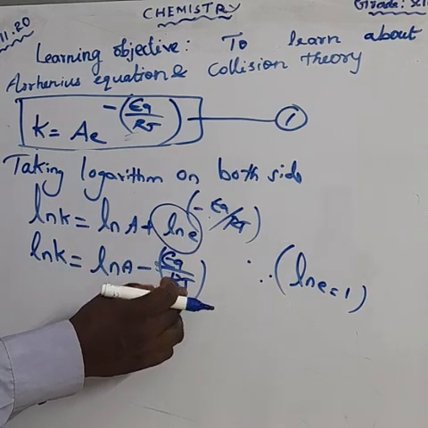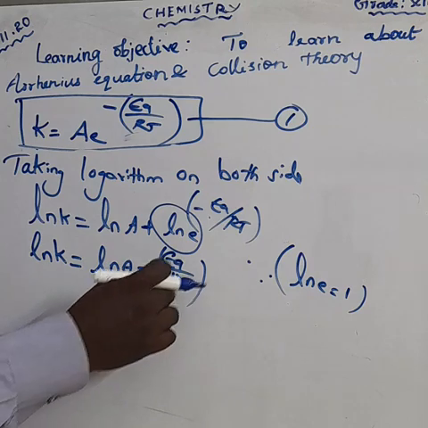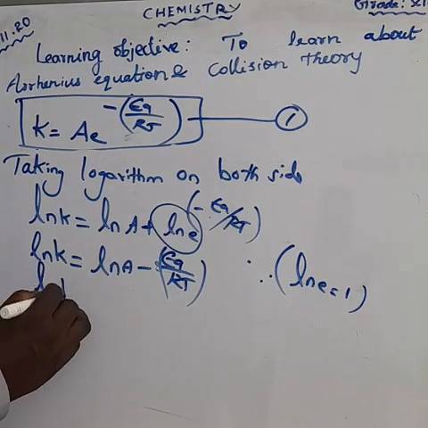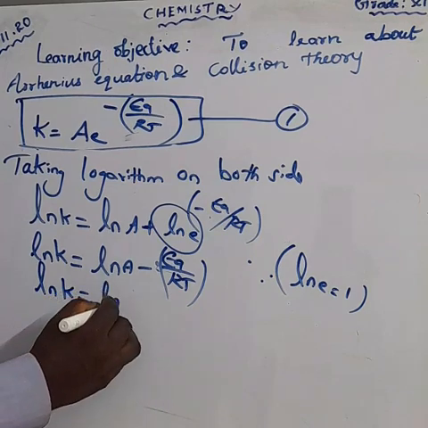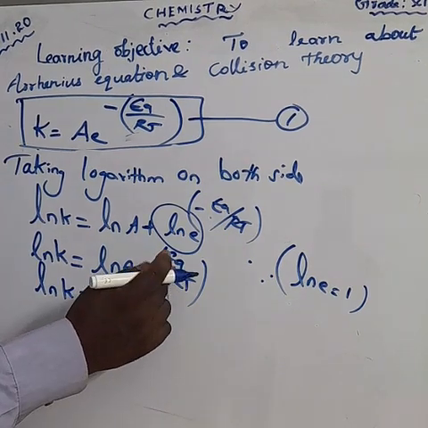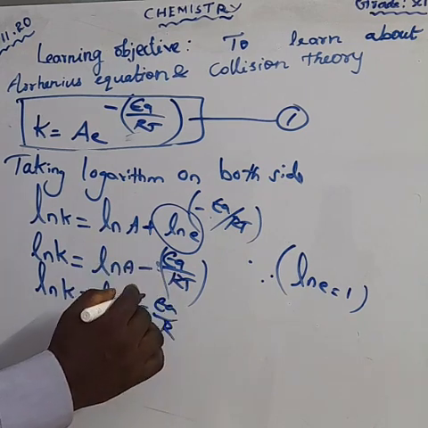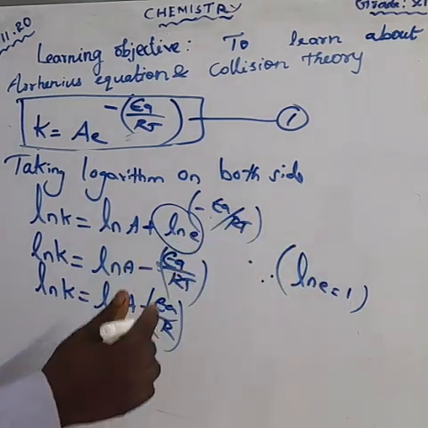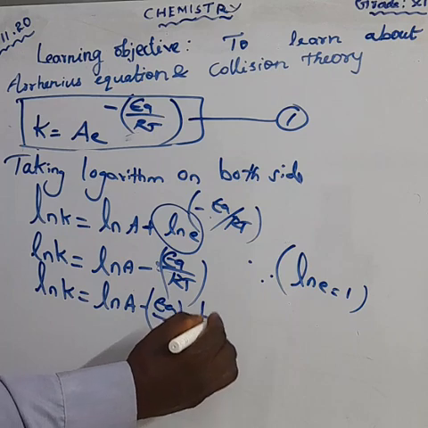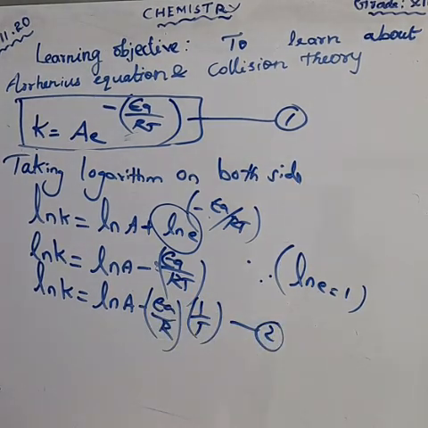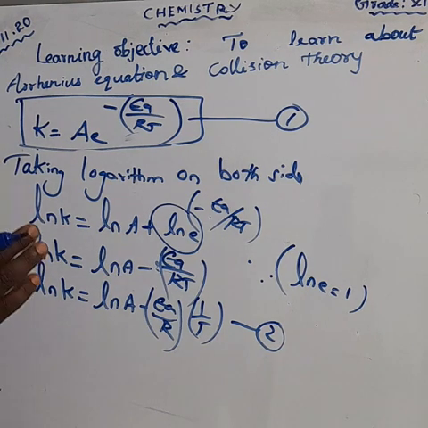We take the T from this square bracket. Taking T, we can rewrite the equation: ln K is equal to ln A minus Ea by R, taking the temperature as 1 by T. This is equation number 2.